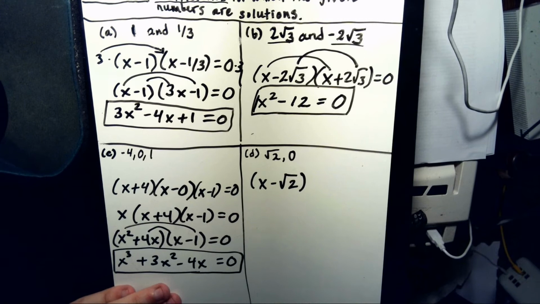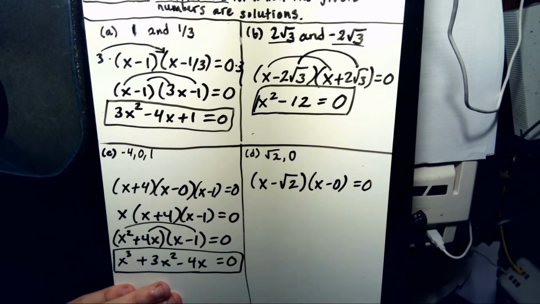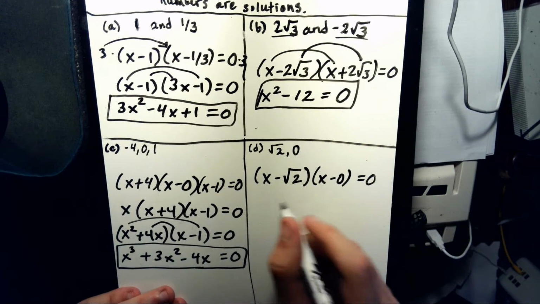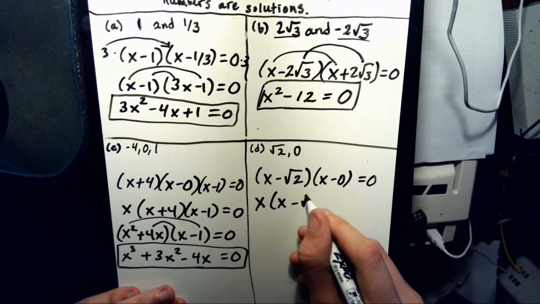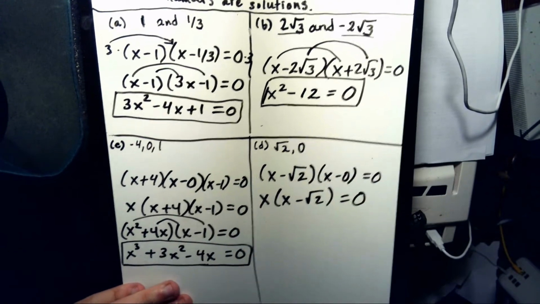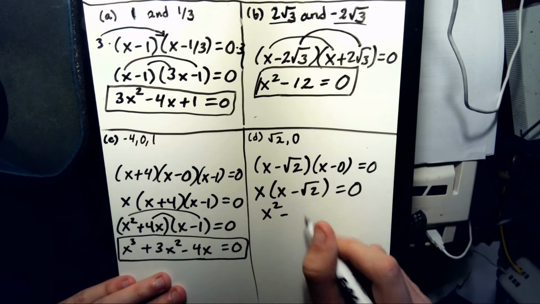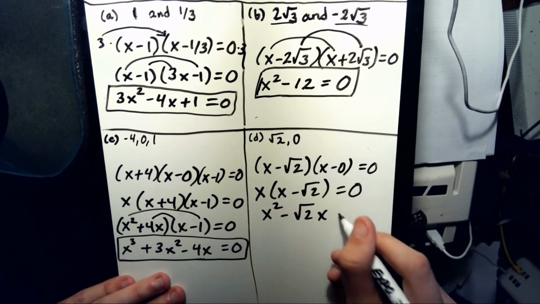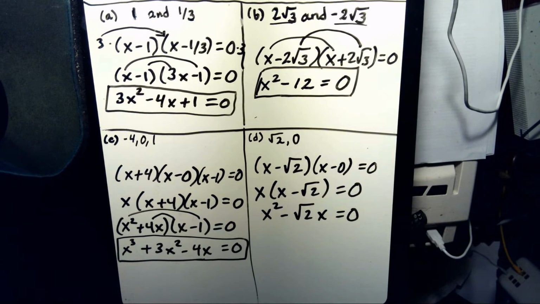Well, we have x minus root 2 and we have x minus 0. We multiply this thing out, what do we get? Well, again, maybe I'll write it the more standard way. x minus 0 is x, times x minus root 2. Okay, now we multiply this out, we get x squared minus root 2 x equals 0. Now, what's really the problem here? Why is this not good enough?